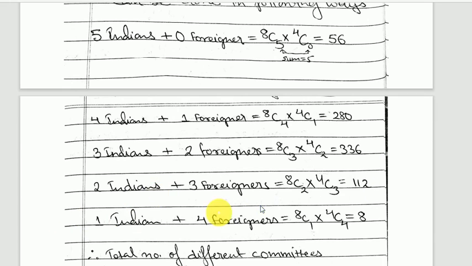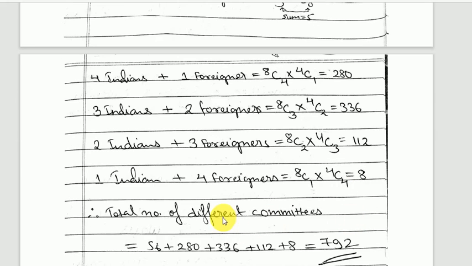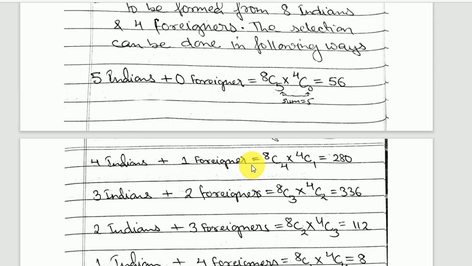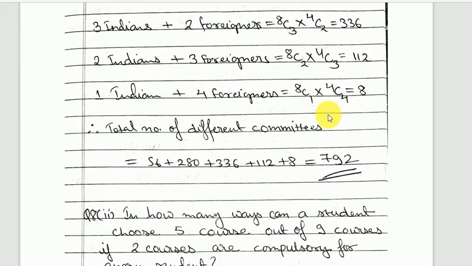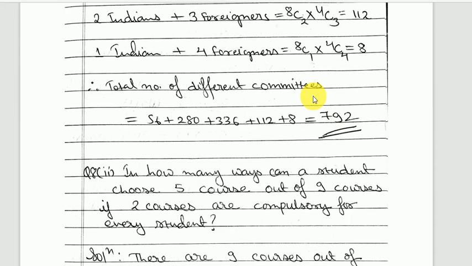Next choice can be 2 Indians, 3 foreigners. So we can have 8C2 into 4C3 equal to 112. Next choice can be 1 Indian and 4 foreigners. We cannot have 0 Indians because here we have got only 4 foreigners, and in total we should have 5 members. So at least we have to have 1 Indian. So this is the last case. Now you add all these cases, and that would be the required number of selections that you can make.